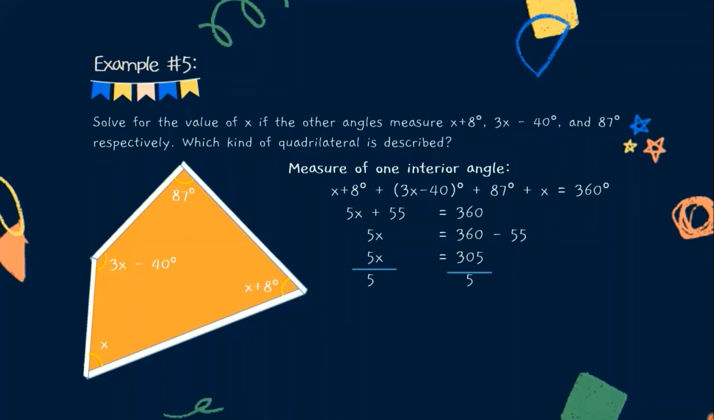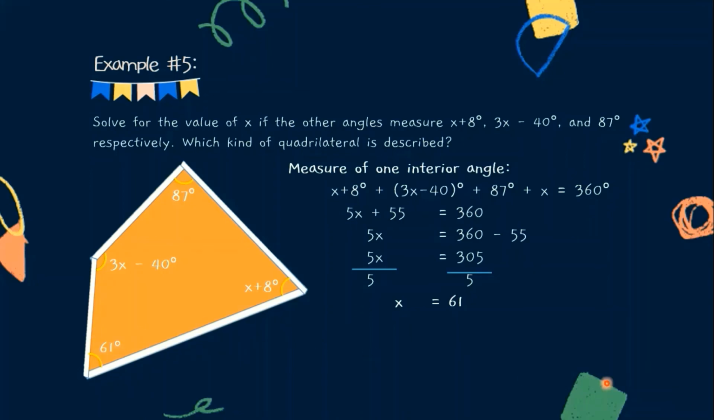Divide both sides by 5. Ito yung numerical coefficient nitong ating 5x. Ang ating magiging sagot ay 61. 5x divided by 5 is equal to x. 305 divided by 5 is equal to 61. Therefore, itong ating missing angle na x, ang sukat niya ay 61 degrees.